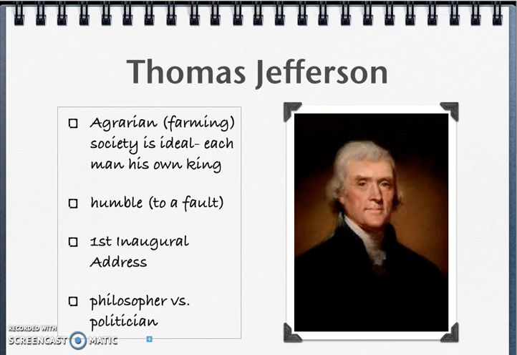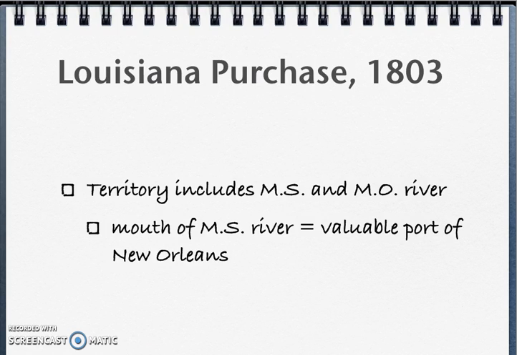And what's interesting about Thomas Jefferson is that the philosopher side of him often clashed with the Thomas Jefferson who was the politician. His presidency exemplifies the struggle between his philosophical ideals and his obligations as head of state. So one of the first things that happens during his presidency is the Louisiana Purchase, one of the first major things that we're going to talk about. And this happens in 1803.